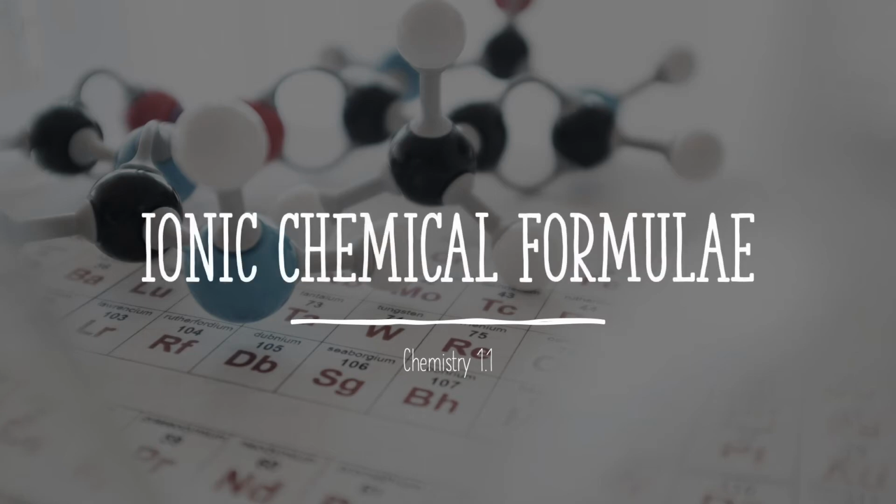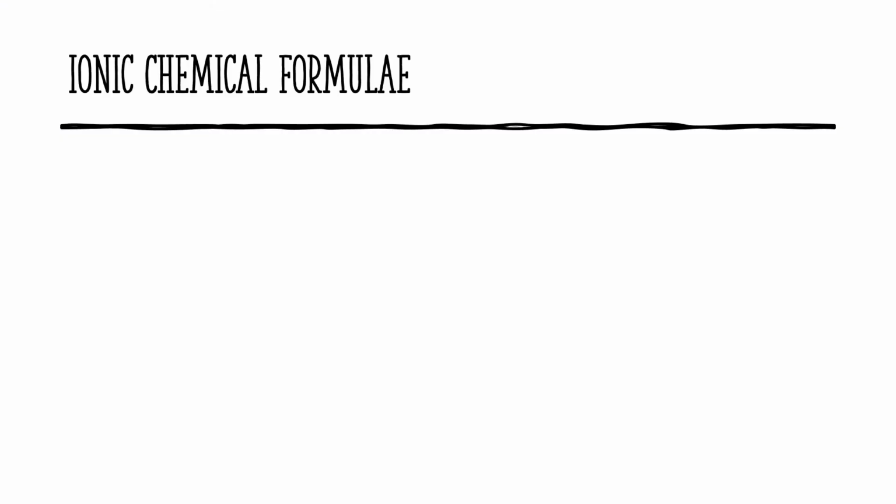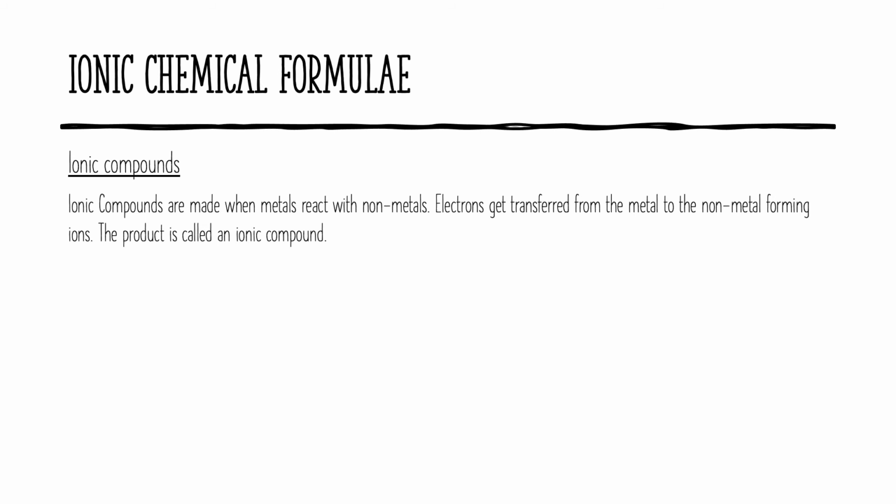Ionic chemical formulae. How are ionic compounds made? Ionic compounds are made when metals react with non-metals. Electrons get transferred from the metal to the non-metal, forming ions. The product is called an ionic compound.